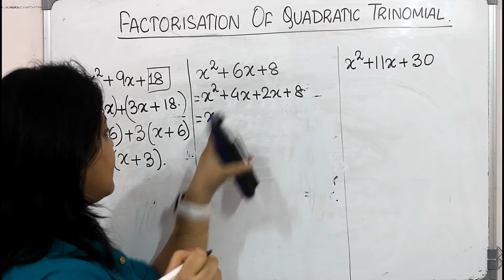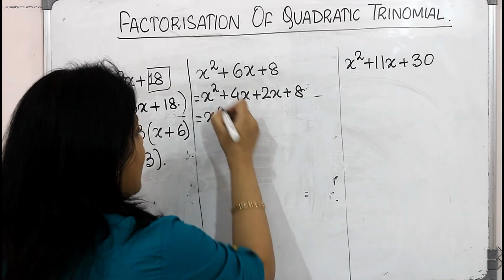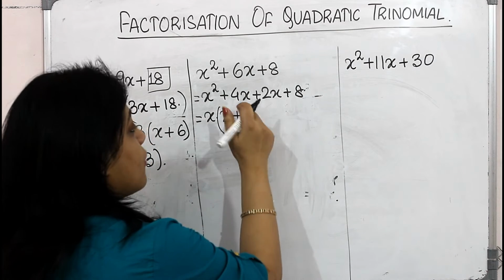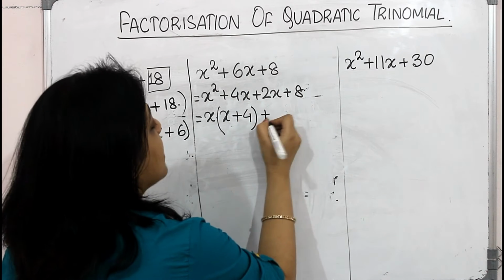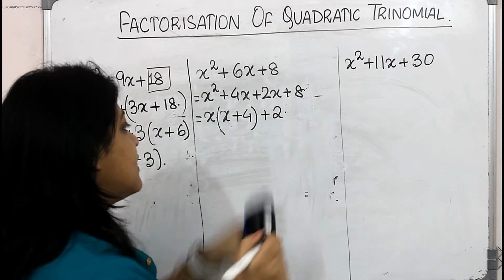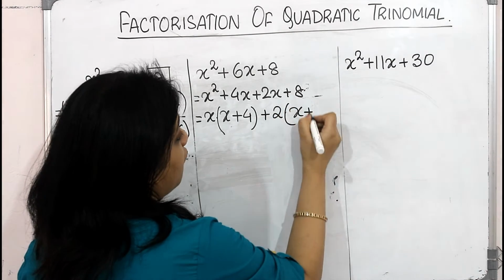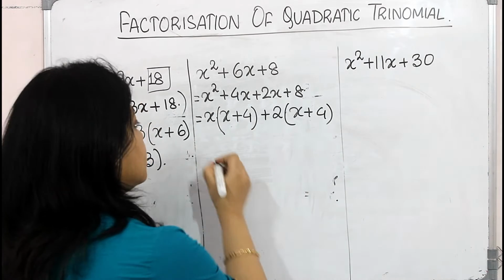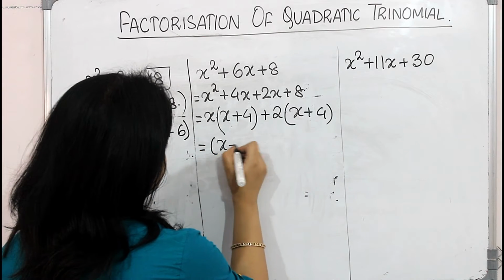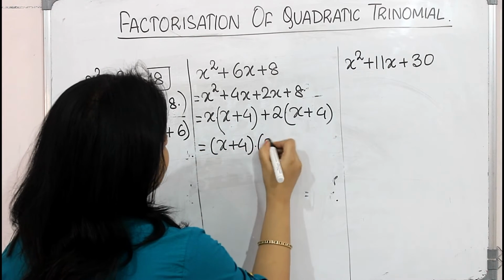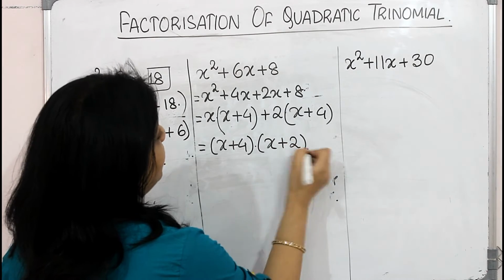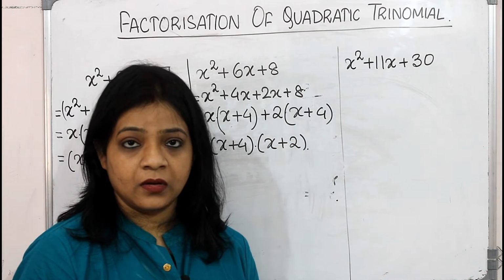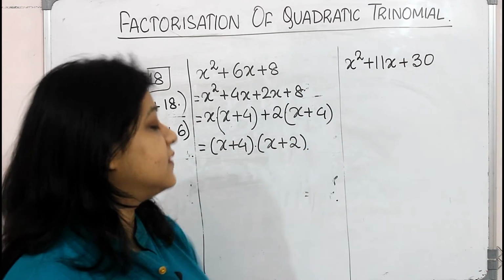So x will be taken as common. So what is left? x plus 4, from 4x and 2x, 4 plus 2 will be taken as common. x plus 4. Now x plus 4 is common to both the terms. So this will be taken as x plus 4 into x plus 2, which is the required answer.